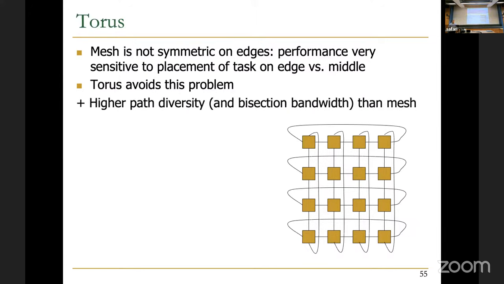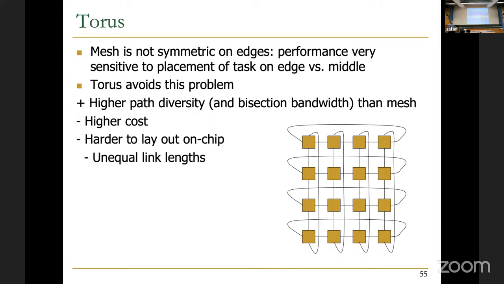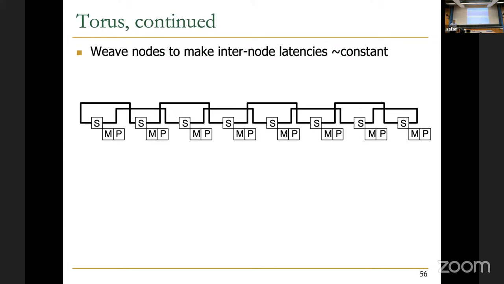So torus provides higher path diversity and bisection bandwidth compared to mesh, but it has higher cost and is harder to lay out on chip. There are also unequal link lengths, where some links are longer. So you may end up using different frequencies for your links, but actually that has been addressed.